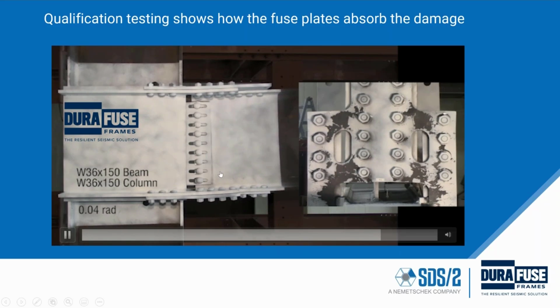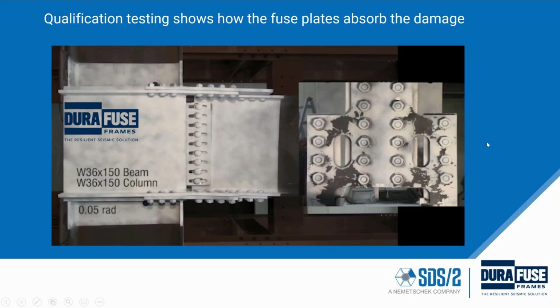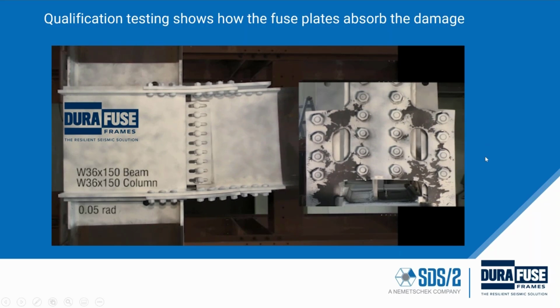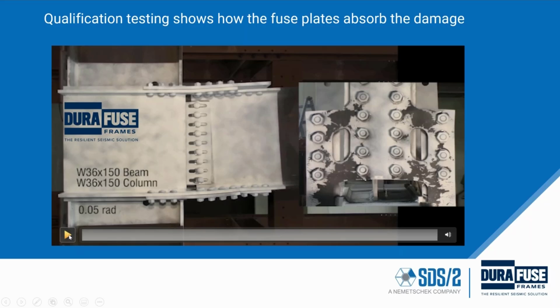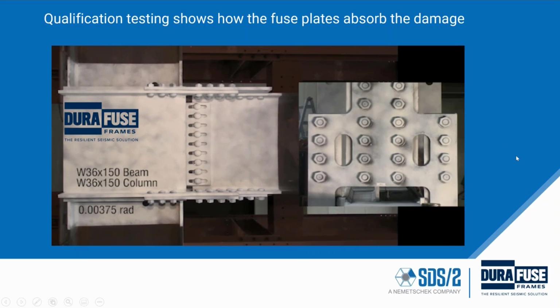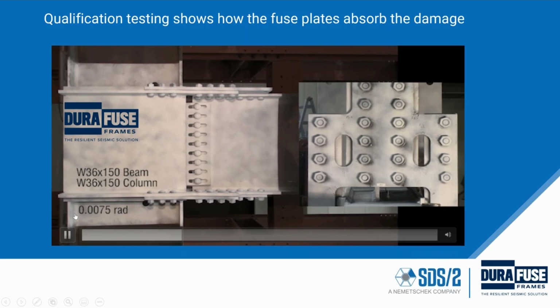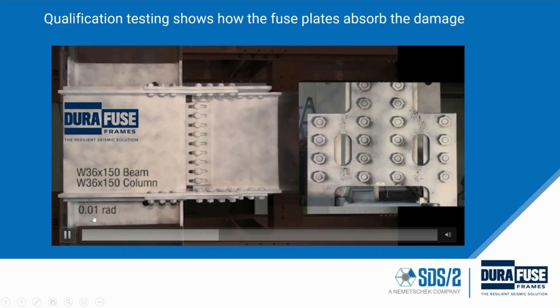The testing consists of going through a loading protocol where we start with small cycles here and move up to larger and larger deformations. And I'm going to go ahead and rerun this whole clip while I keep talking. So the small deformations represent very mild earthquakes where nothing's yielding. Once we get to larger amounts of deformation, indicated by this metric here, this is 1% drift or 1 radian of rotation of the frame.